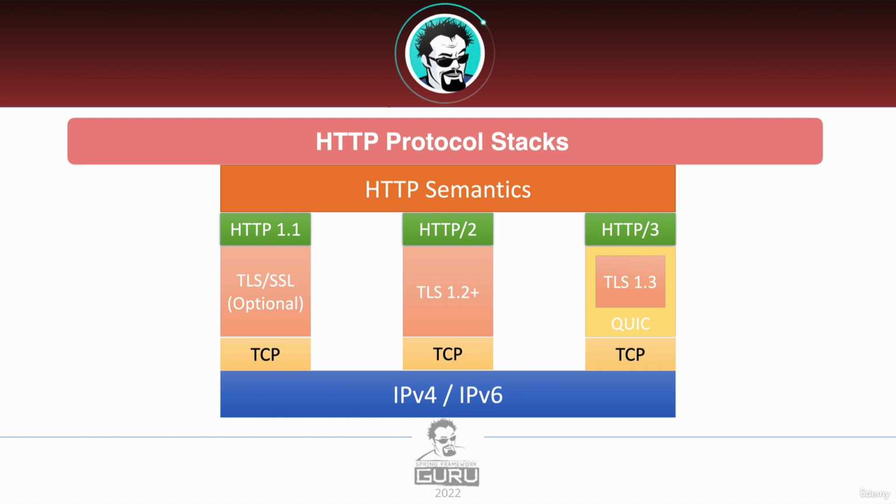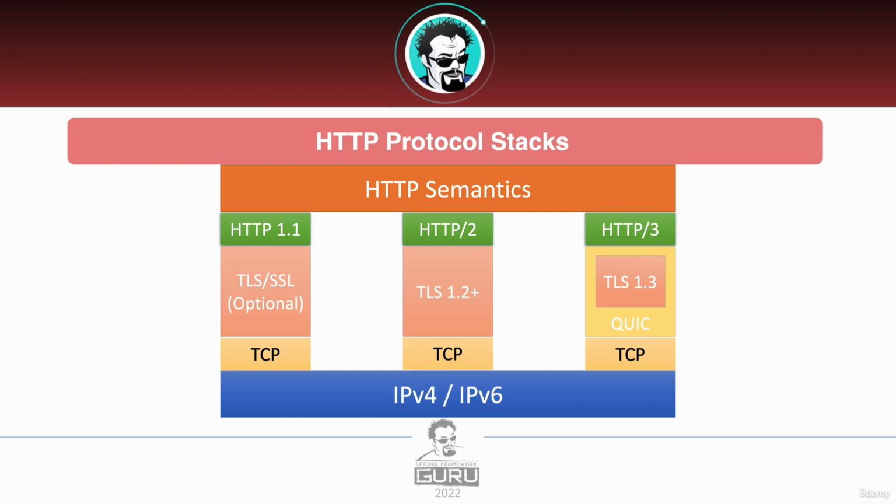To help you visualize the differences here, just the protocol stacks. So going from the bottom up, we are still using the IP addressing. HTTP 1, 2, and 3 rely upon TCP. And then HTTP 1, that optionally uses TLS and SSL. So that is what gives you encryption over the wire. HTTP 2 uses TLS 1.2 or greater. So by default, that is going to be a secure transport protocol.